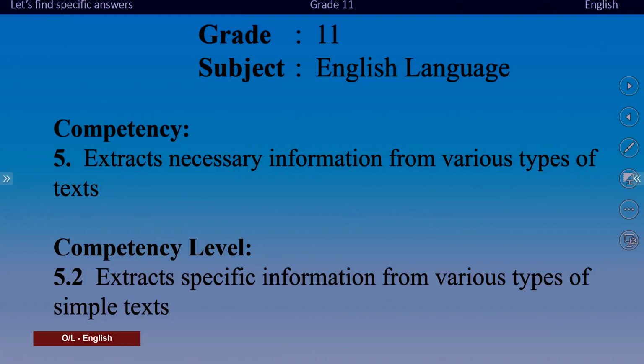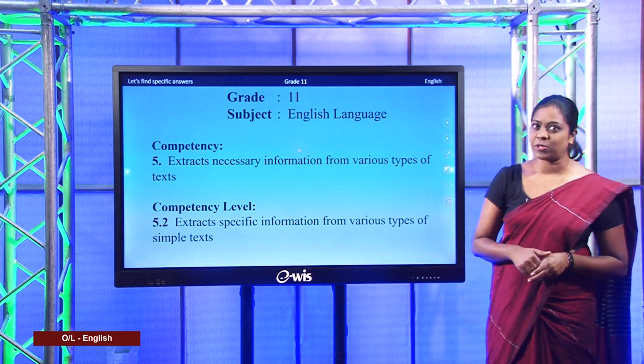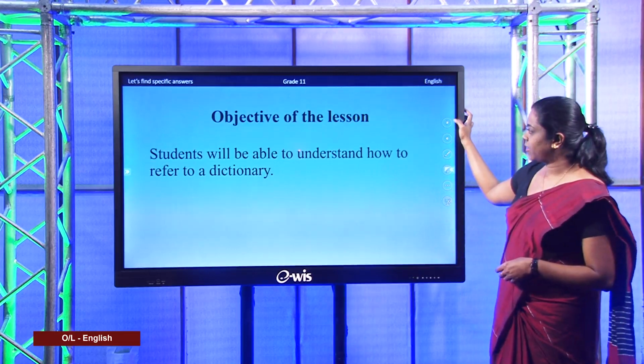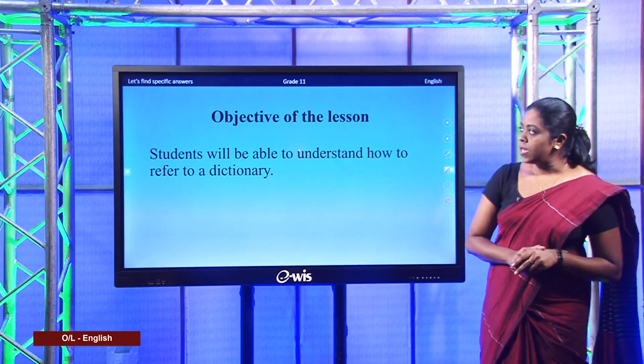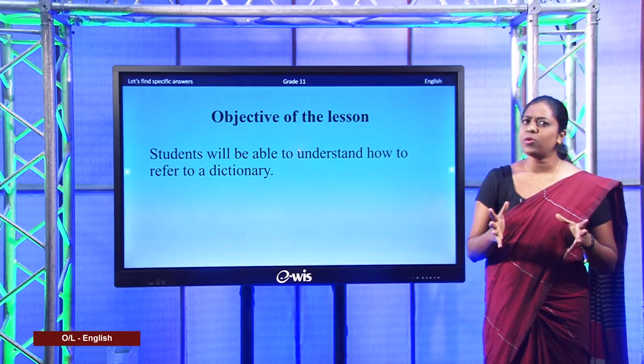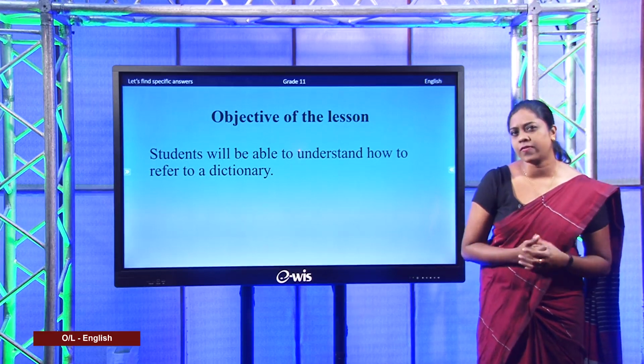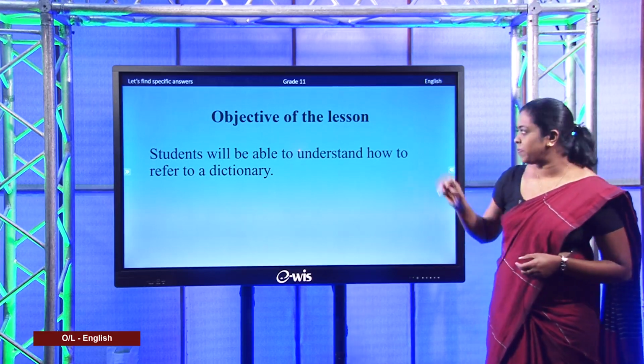Competency 5, competency level 5.2, based on extracting specific information from various types of simple text. Let's see what the simple text is going to be today. And the objective of the lesson today is to make you able to understand how to refer to a dictionary. I know you're familiar with the dictionary, and let's see how we can make use of the dictionary perfectly.